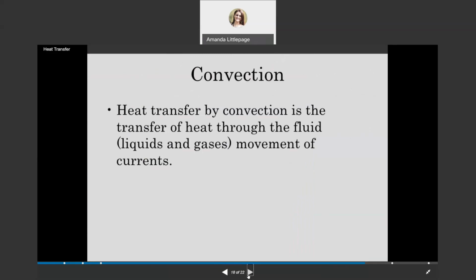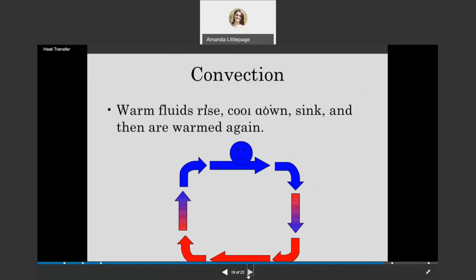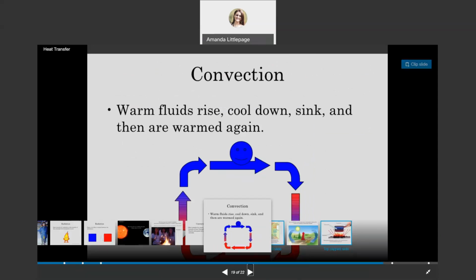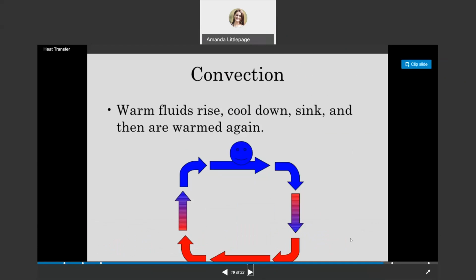The third type of heat transfer is convection, and this is the transfer of heat through the fluid of liquids and gases, and they move in kind of a current or a circular pattern. So basically, warm air is going to rise, and then as it cools down, it's going to sink again. So cool is going to sink and warm is going to rise, and it's just going to keep doing the same thing over and over again.